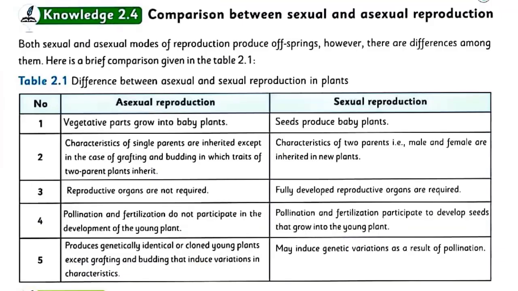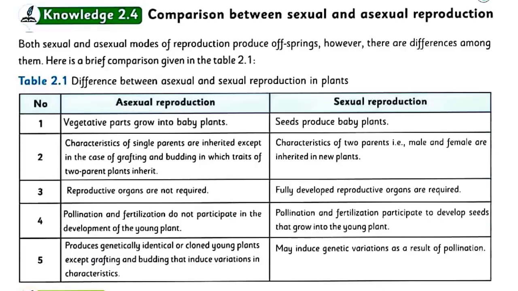Knowledge 2.4. Comparison between sexual and asexual reproduction. Both sexual and asexual modes of reproduction produce offspring, however, there are differences among them. Here is a brief comparison given in Table 2.1.